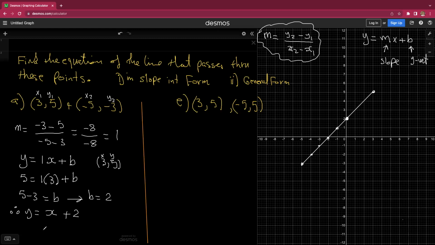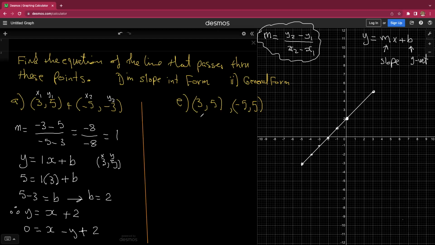Now, if you're writing this equation in general form, remember, we make this 0 and we write x, and we move the y to the other side. So it becomes -y plus 2. That's what we have. So remember, in general form, the x coefficient always has to be positive. Since the x is already positive, I move the y to this side and make it x minus y plus 2.